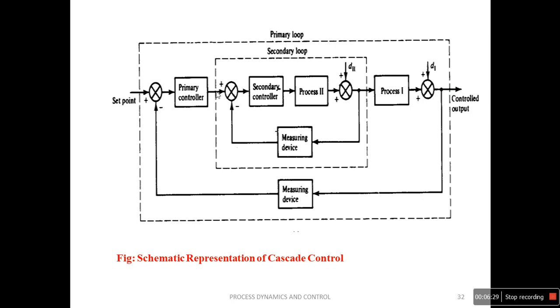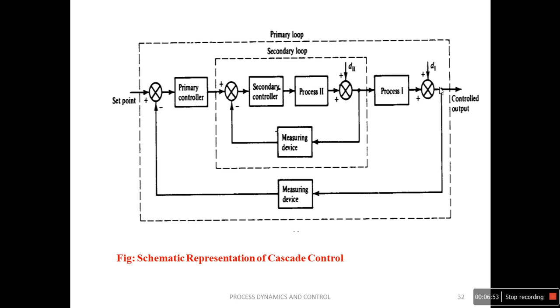So that control signal is acting as the set point for the secondary controller, and here we have process 2. In case of CSTR, that is the jacket. The jacket output, that is the coolant temperature output, is measured and compared. Depending upon the deviation, the secondary controller, that is the flow controller, will provide the required changes in the jacket by manipulating the coolant flow rate.